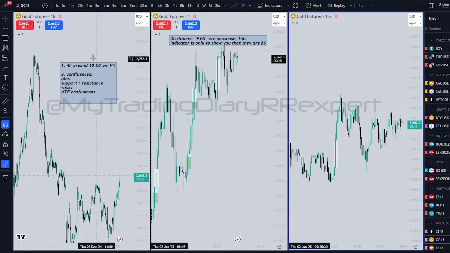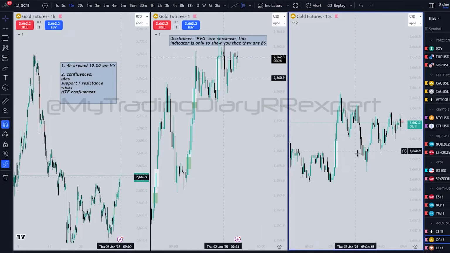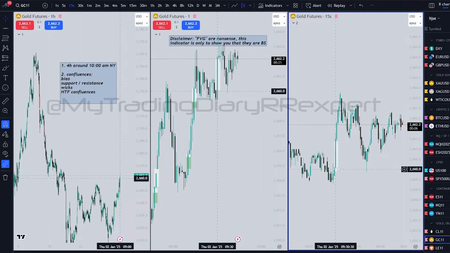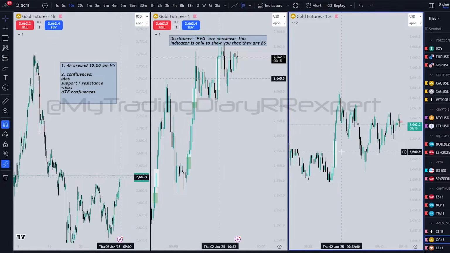So these are the confluences that you look for. But this is the confirmation that the price wants to move away from the area. I don't have any other confirmations that I'm using. The only confirmation that I'm using is this. Okay.